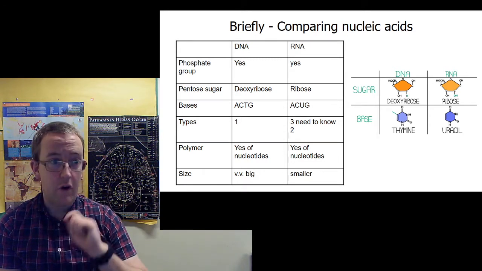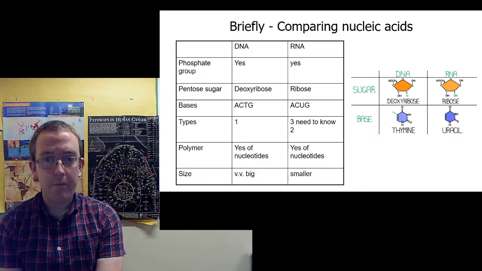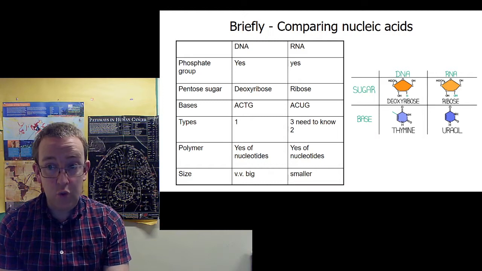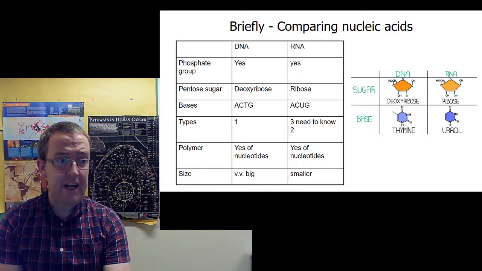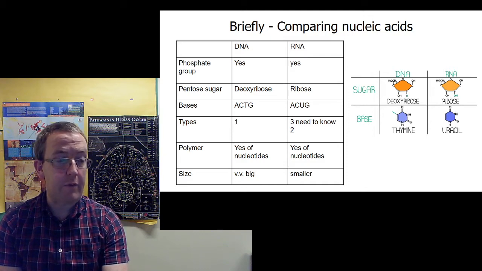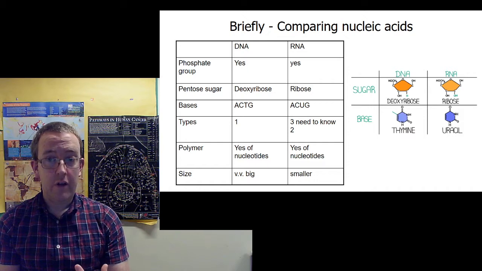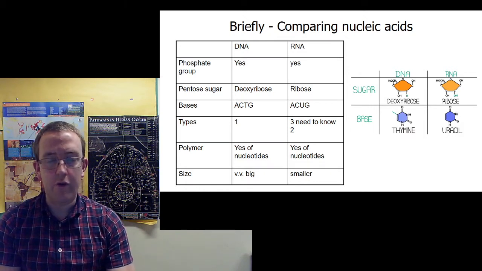And ribose has got another OH group there, which makes it more reactive, less stable. Bases, as we've said, ACTG and ACUG. How many types of DNA are there? Well, really, DNA is DNA. I mean, we talked about how it's packaged and how it's structured and what its job does. But as far as the double helix goes, that's pretty much what you've got.